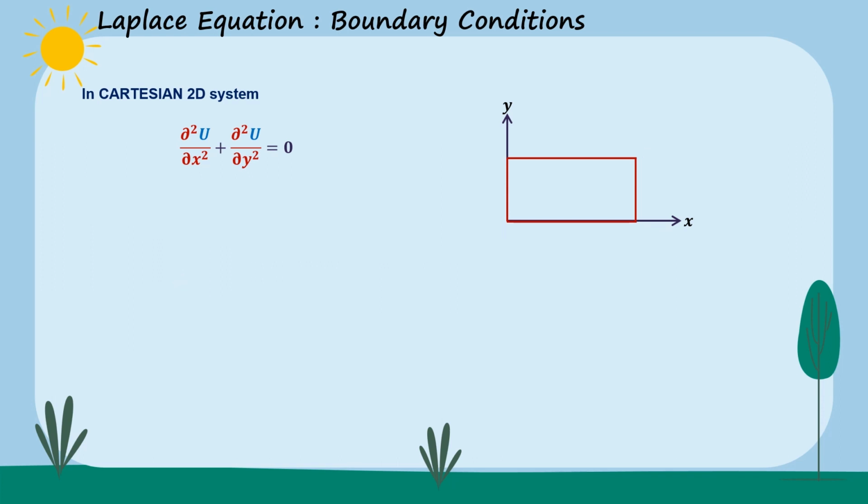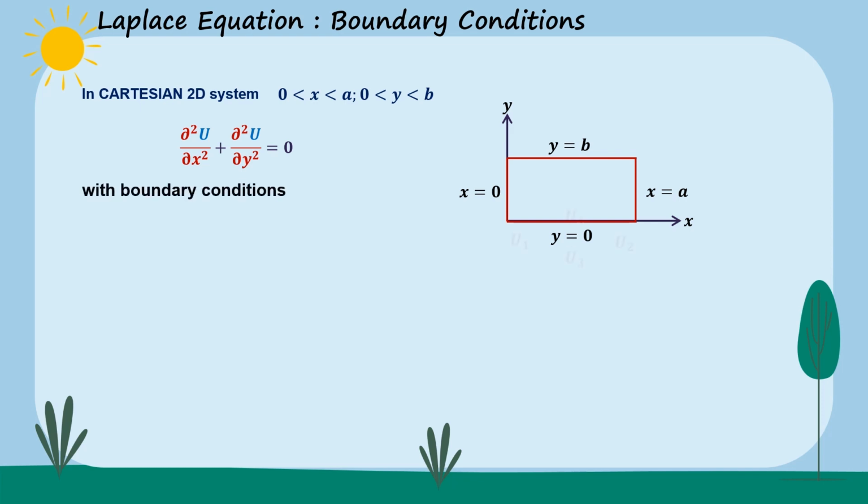First, we consider a rectangle of sides A and B, bounded by 0 to A and 0 to B: X equal to 0, X equal to A, Y equal to 0, Y equal to B. In that particular domain, our Laplace equation is defined. Now we need four boundary conditions, so we consider the boundary conditions specifically.